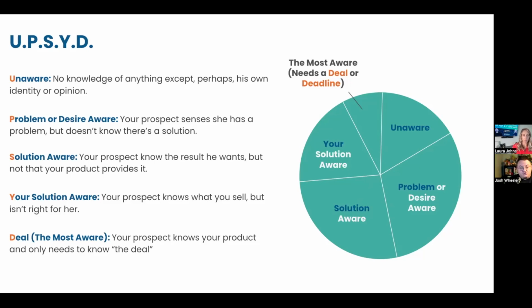Solution aware is when you have a general idea of what the solution might be, or you're at least exploring what the solutions are. Your solution basically means they know what they need, and now they're looking for a provider. They don't know who to go to yet, but they know what they need, or at least they think they do. And the last one is the most aware, where sometimes it just comes down to a deal, some kind of promotion, or knocking them off the fence. They know who, what, when, where, why. They know everything.